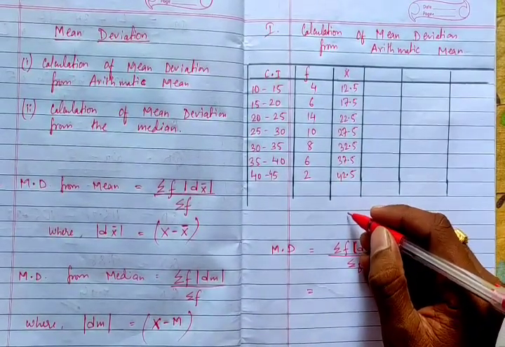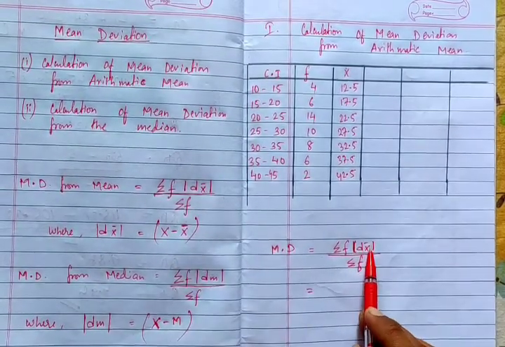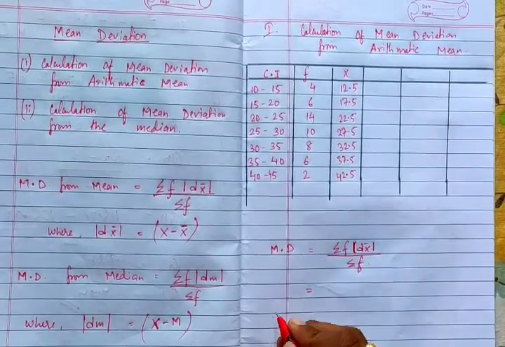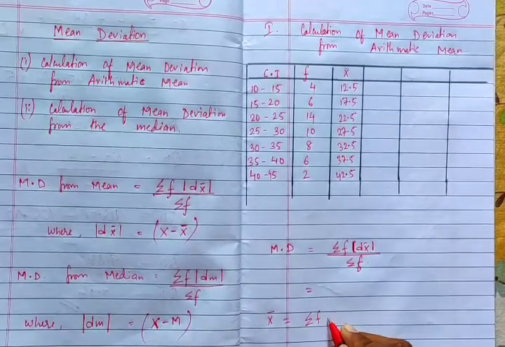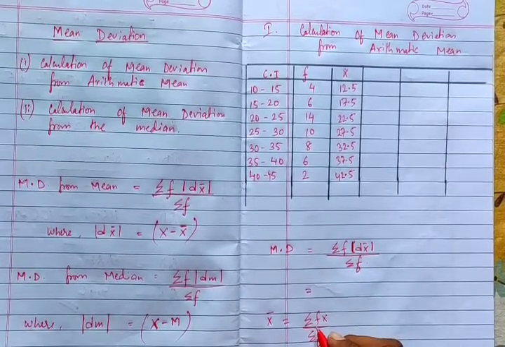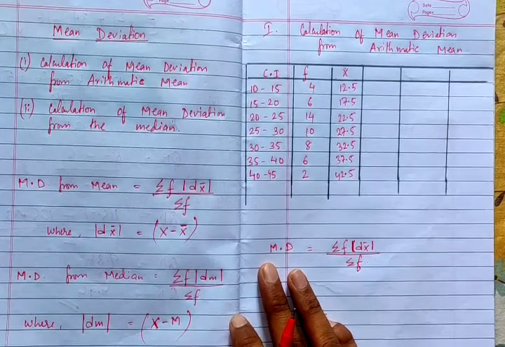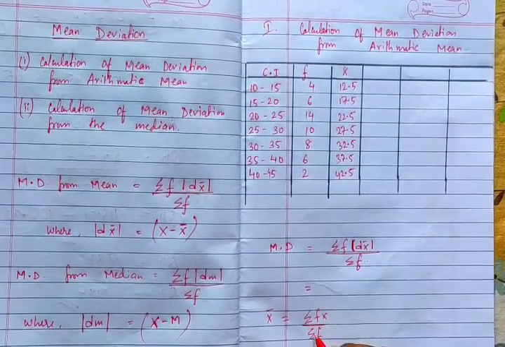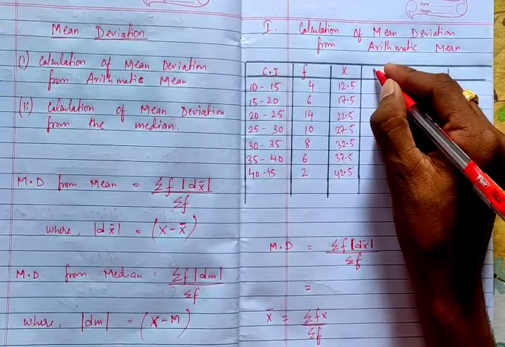So we have to find dx bar. Before that we need the arithmetic mean. What is the formula of arithmetic mean? X bar equals summation fx by summation f. I think you are familiar with this formula. You have done this in the chapter measures of central tendency, where you calculated mean. So we have to use this formula to find x bar. For that we need summation fx, that is the total of fx. So we have to calculate fx.